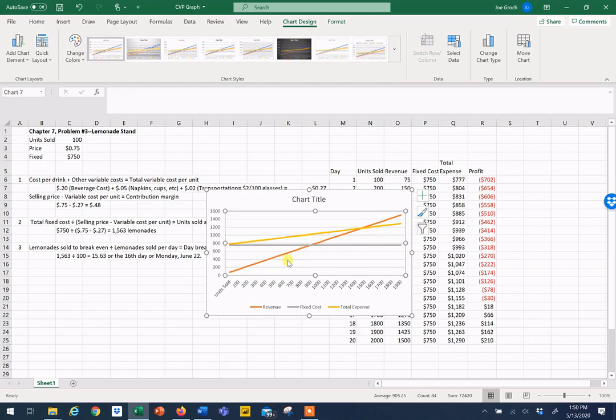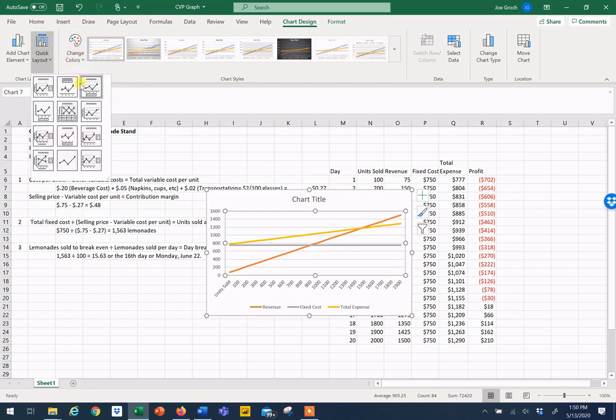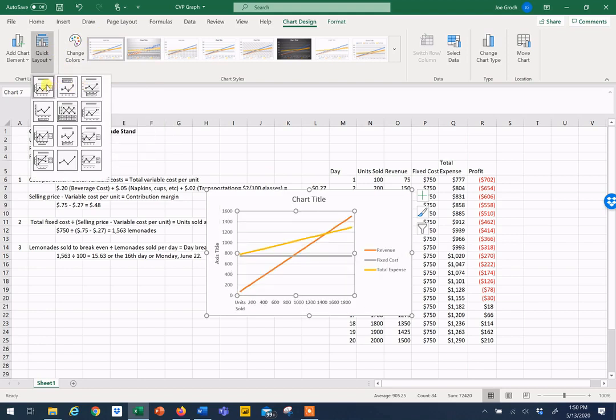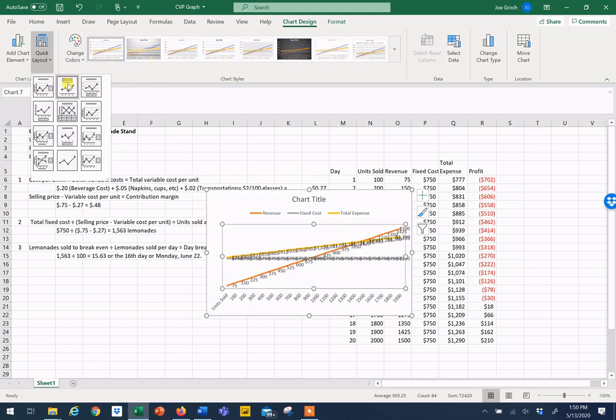You can see this is our revenue line moving up here. This is our fixed cost, and here this is our total expenses. So now we can have some fun. You can start to change the colors of these lines if you want. You can add chart elements to it. If you go into the quick layout, you can experiment with different styles of charts that you might want.